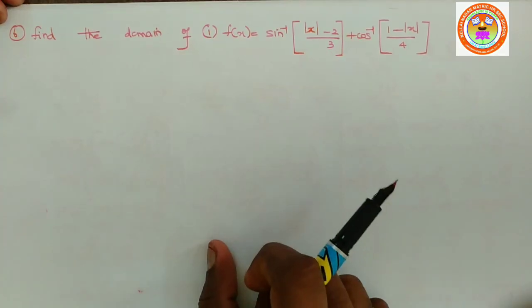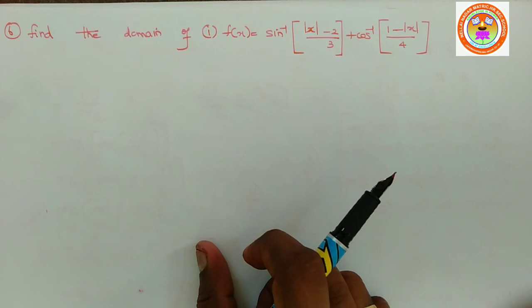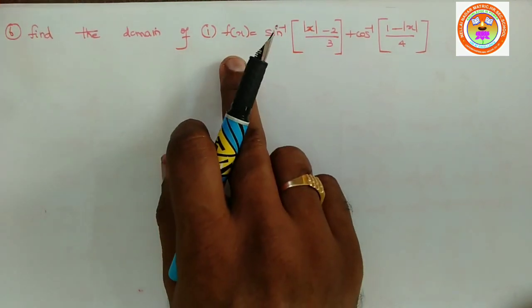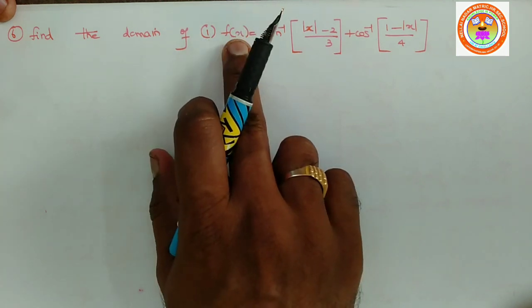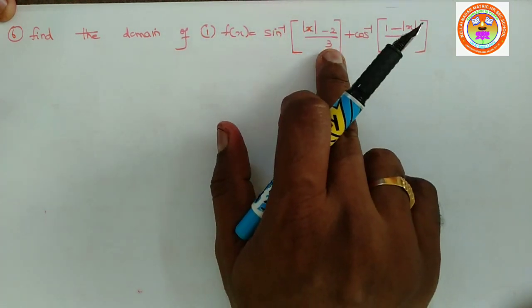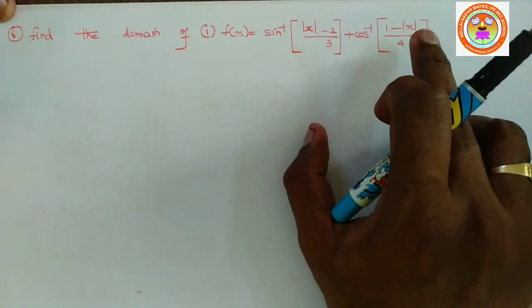Sixth sum, very very important sum. The same model we saw in exercise 4.1, find the domain. So here also we are going to see the same model, find the domain. First solution, f of x is equal to sin inverse of modulus of x minus 2 divided by 3 plus cos inverse of 1 minus modulus of x divided by 4.